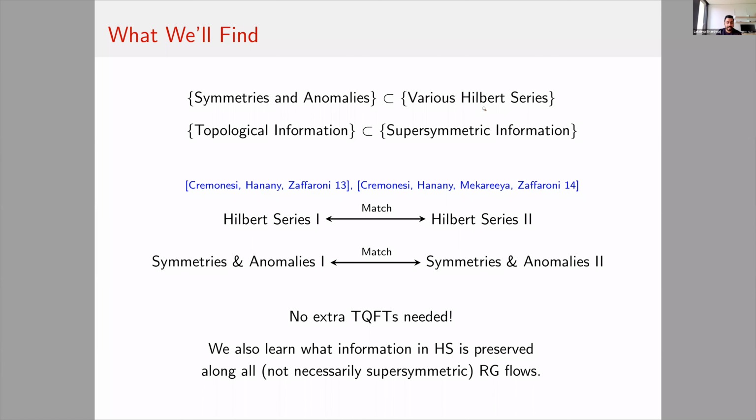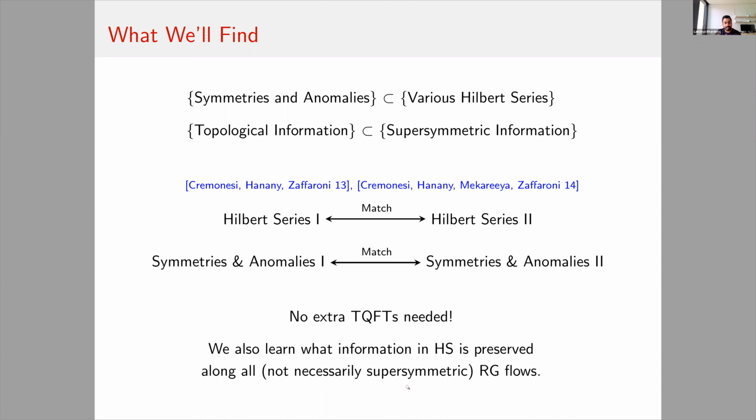But during this process, we learn precisely what information inside Hilbert series captures topological information. And so we learn what information is preserved along all kinds of RG flows. We know that supersymmetric information is preserved along supersymmetric RG flows. But if I deform my theory to make it non-supersymmetric, then it's not necessarily preserved. But there is some subset inside Hilbert series which is preserved even along non-supersymmetric RG flows, which is the information about the symmetries and anomalies.